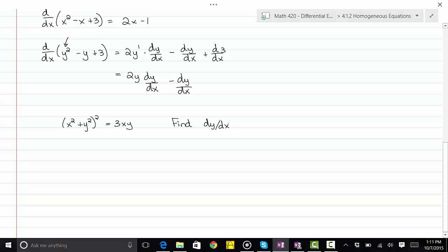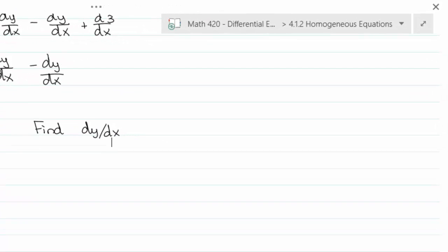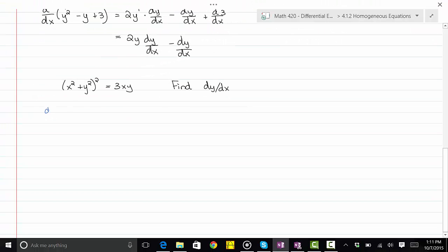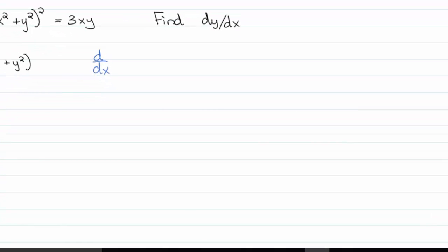In this case, I would go ahead and take the derivative of both sides with respect to x. Let me write it so you can see it in a different color. I'll apply the derivative with respect to x to both sides. So the left-hand side will be the derivative with respect to x of this ugly statement, x squared plus y squared, squared. The right-hand side will be the derivative with respect to x of 3xy.